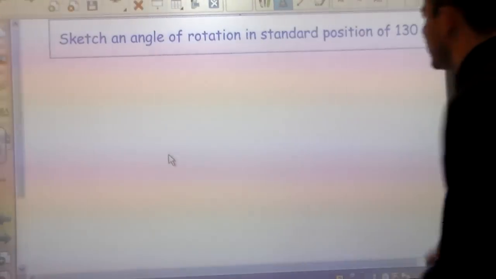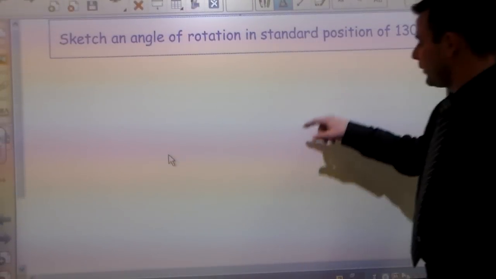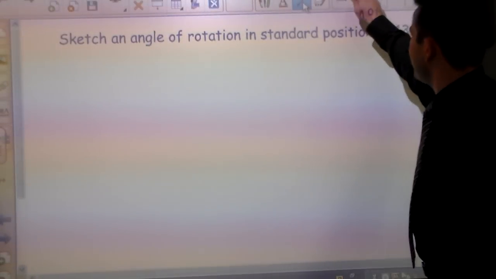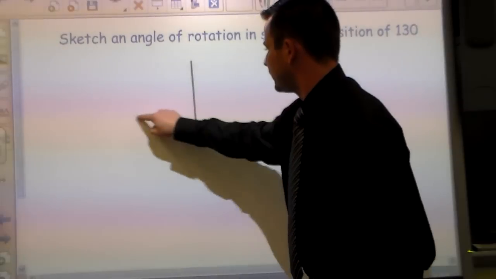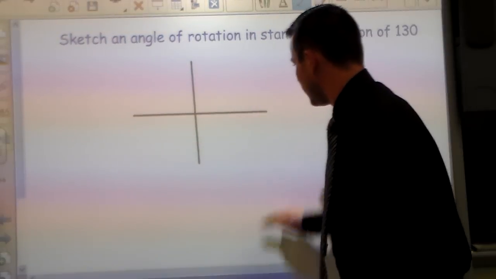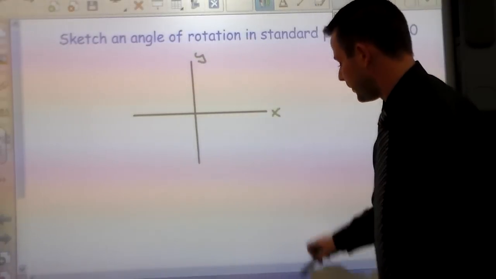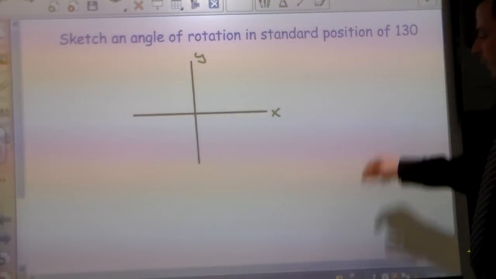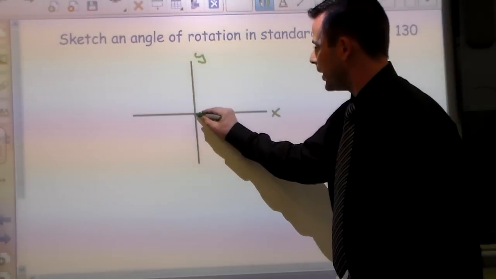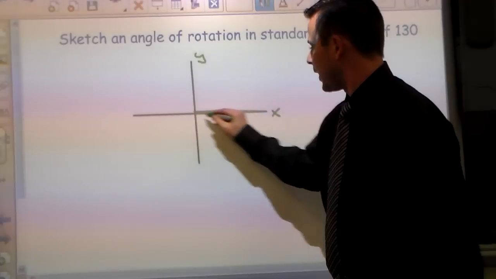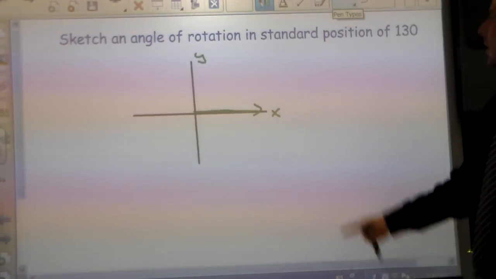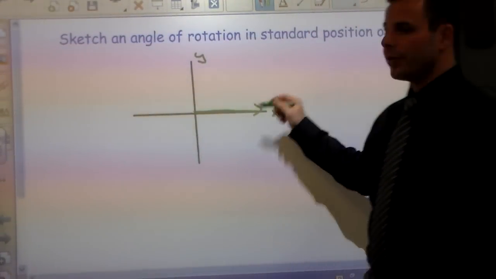Well, since it's in standard position, that means I need to set up an axis. So let's do that. Set up an x and a y axis. Since it's in standard position, that means my initial side is on the positive side of the x-axis. And I want to rotate 130 degrees.